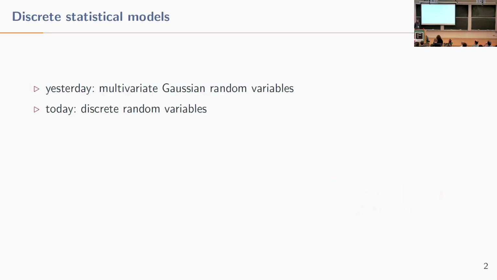Yesterday, Seth told us about multivariate Gaussian random variables. They had a very complicated density function, and if you were frightened by this, you don't need to worry. So today we talk about discrete random variables.